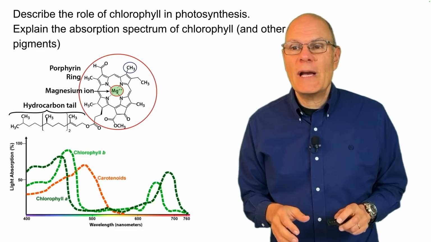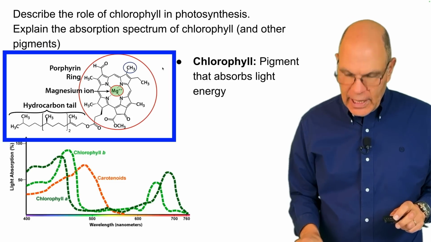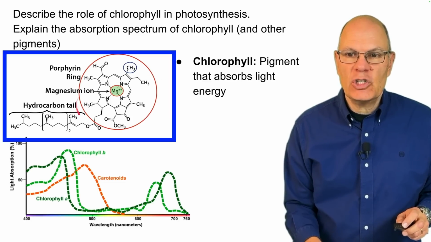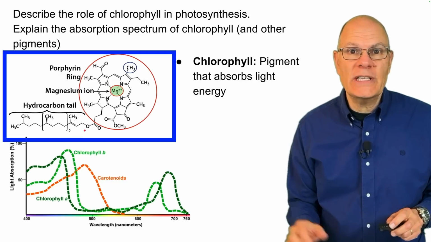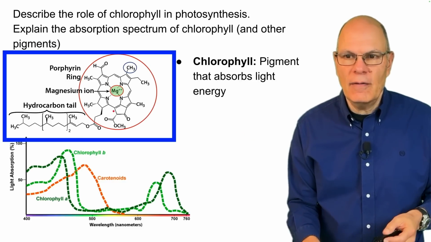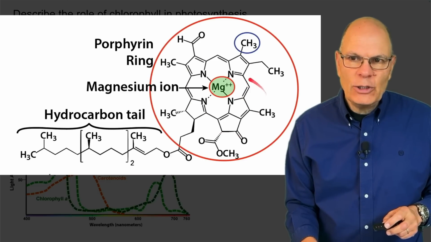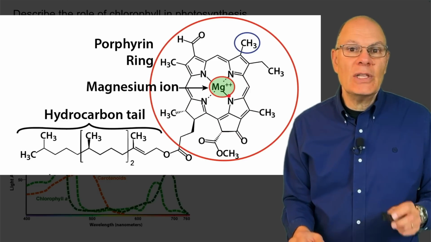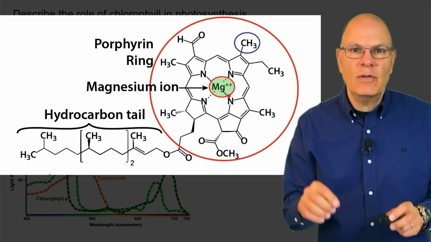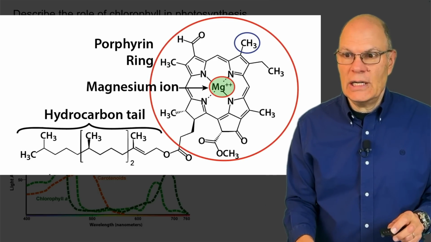Describe the role of chlorophyll in photosynthesis. Explain the absorption spectrum of chlorophyll and other pigments. Chlorophyll is the pigment that absorbs light energy in photosynthesis. And here you can see its structural formula. It's got a hydrocarbon tail that enables it to fit into the phospholipid bilayer of the thylakoids. And it's really this structure over here, this nitrogen ring with a magnesium in the center, that enables chlorophyll to help plants convert light energy into electrical energy, as we'll see in a little bit.